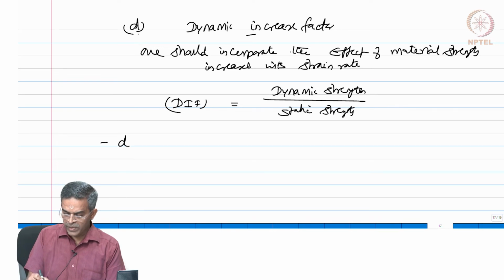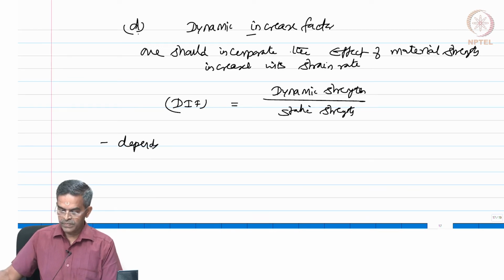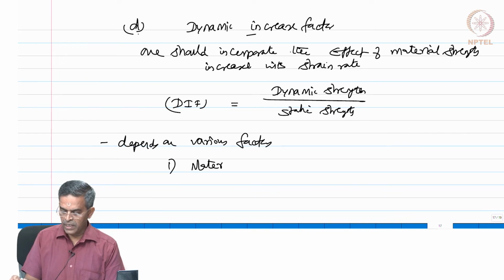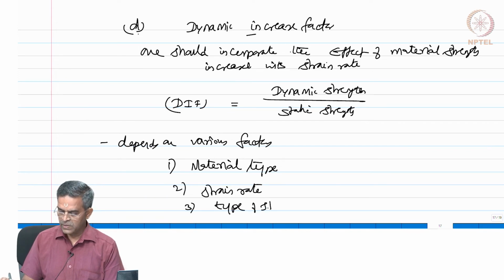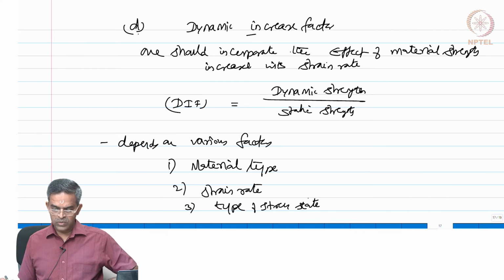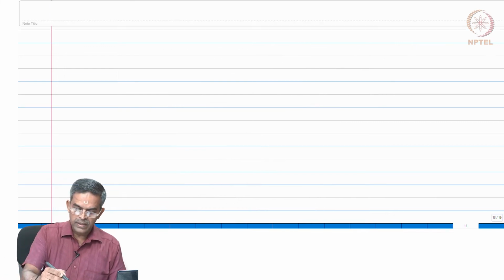Now, this depends on various factors. One, it depends on material type, it depends on strain rate and depends on type of stress state. Okay. There are different methods to compute this. Let us see one by one quickly these methods.